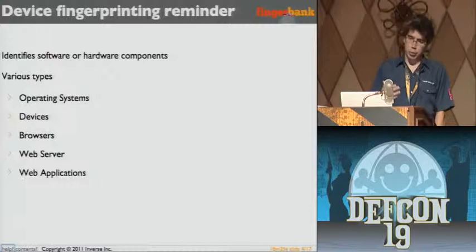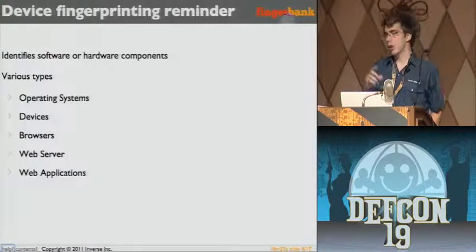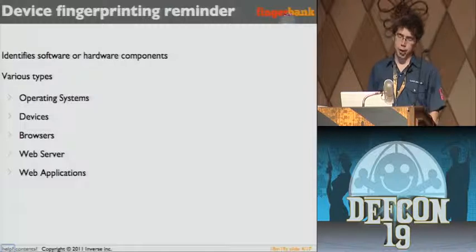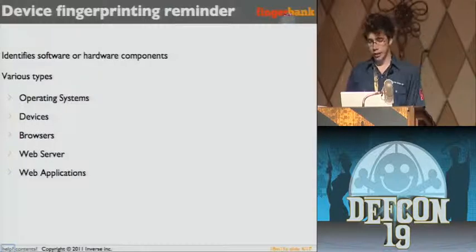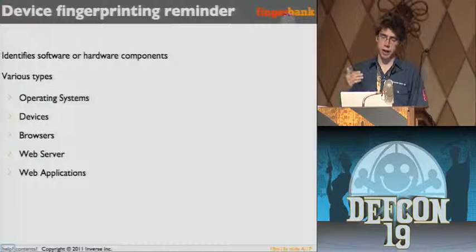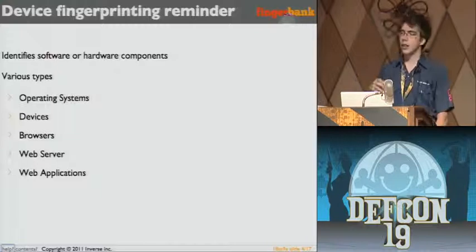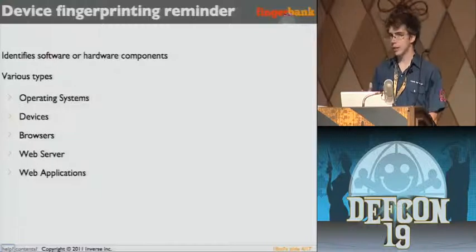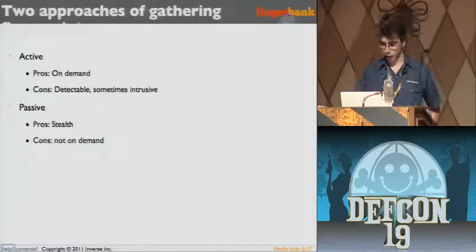Device fingerprinting identifies pieces of your software or hardware. You're probably familiar with p0f and stuff like that. There are various types of it: operating systems, devices, browsers, web servers, web applications. It's another type of signature, more or less.